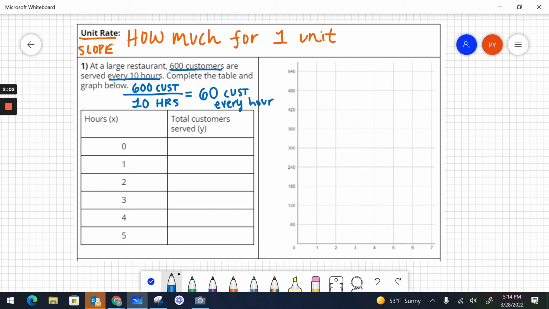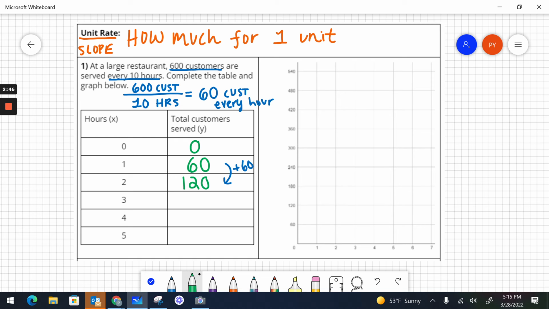So at 0 hours, right, this is before the restaurant has even opened, they would serve 0 customers. Then after 1 hour, well, if they serve 60 customers every hour, that means after the first hour they would have 60 customers. Then another hour goes by, they would serve another 60 customers. Right? So it's like they're adding another 60 to what they already had. So there would be 60 plus 60 is 120.